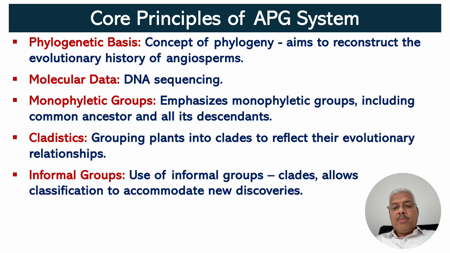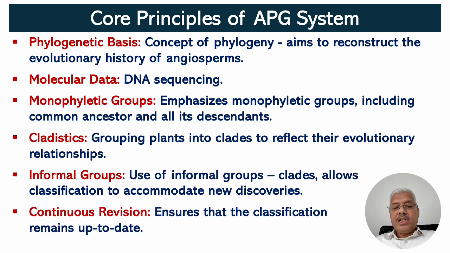This allows for a more flexible and adaptable classification system that can accommodate new discoveries and changing understanding of plant relationships. The system is continuously evolving as new molecular data becomes available. This ensures that the classification remains up to date and reflects the latest scientific understanding.